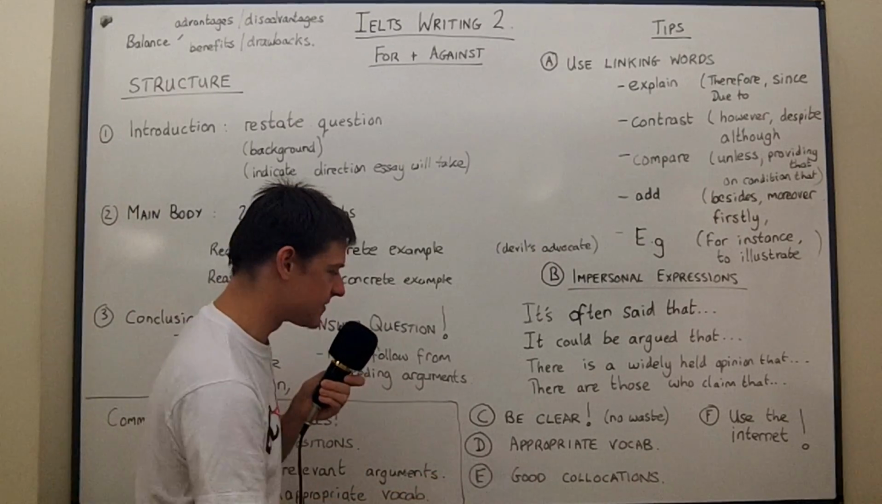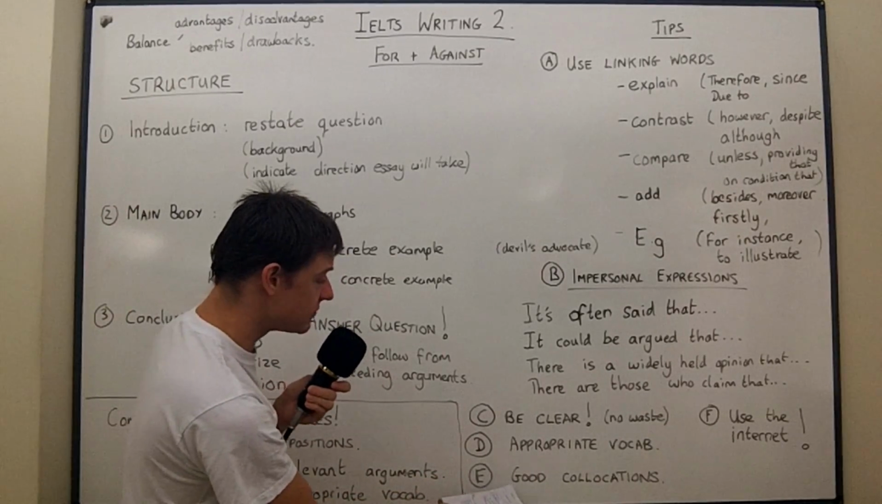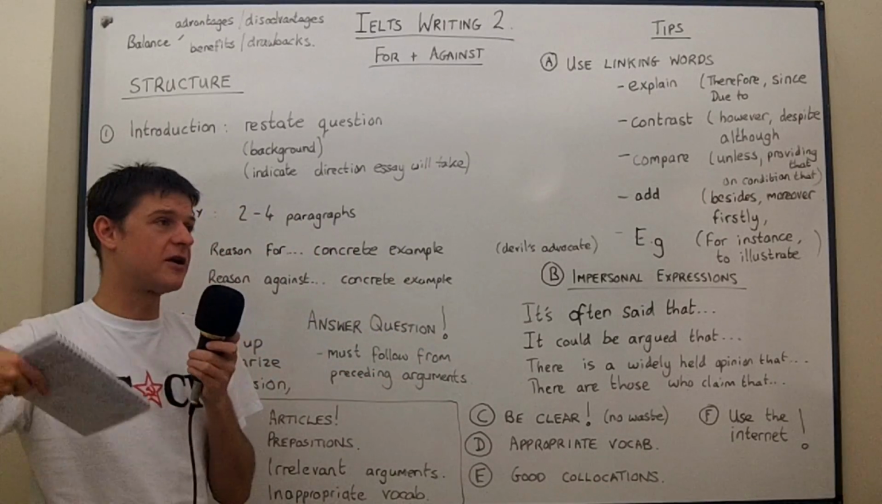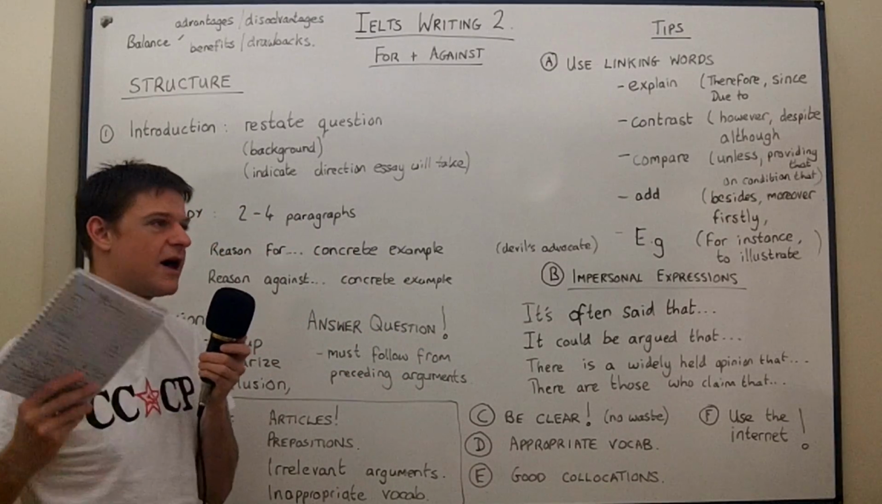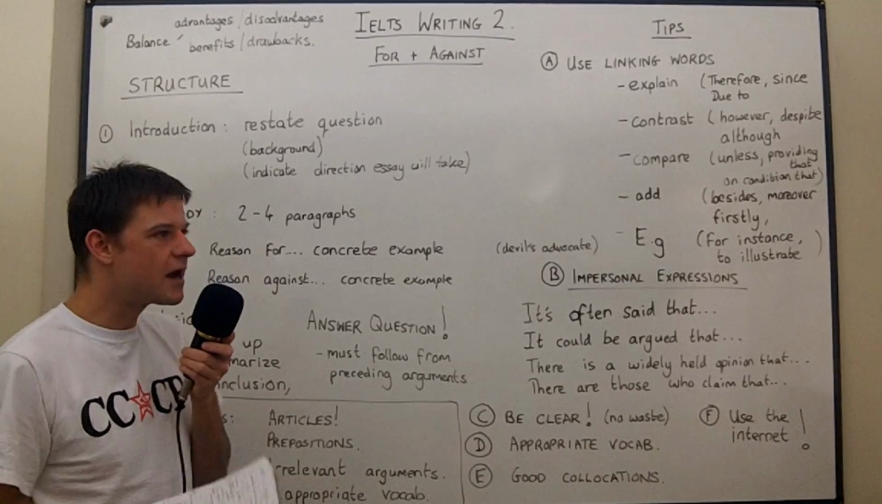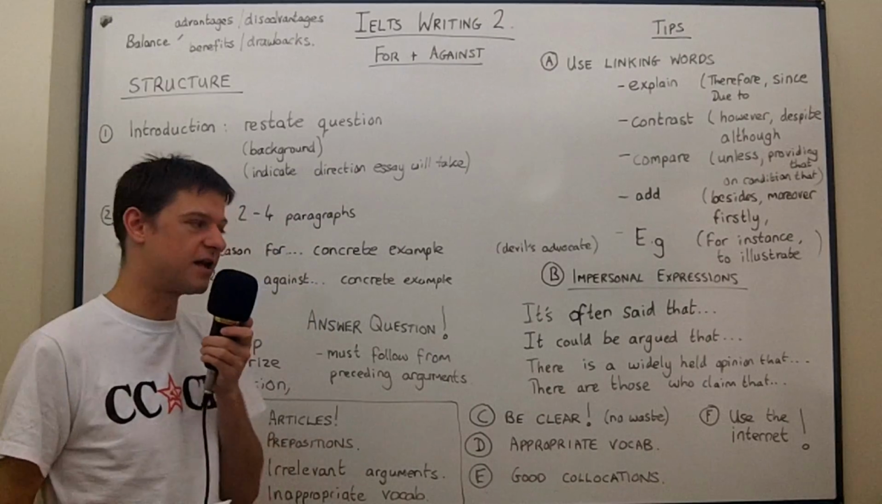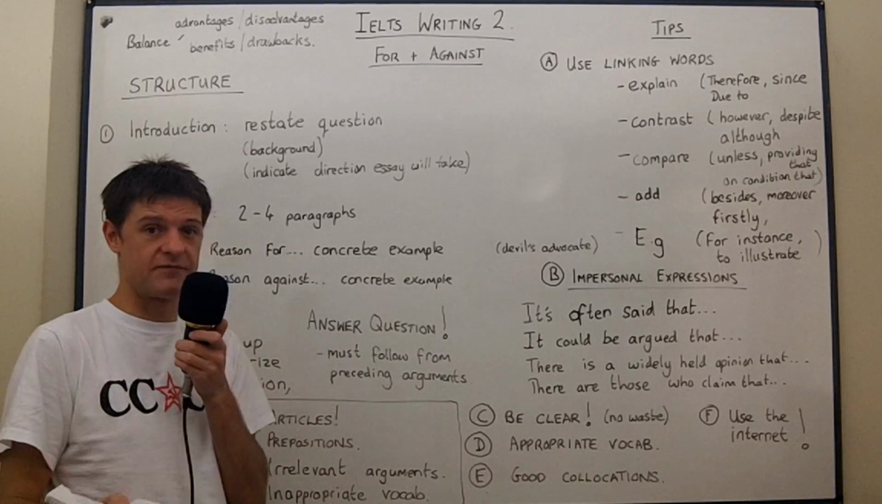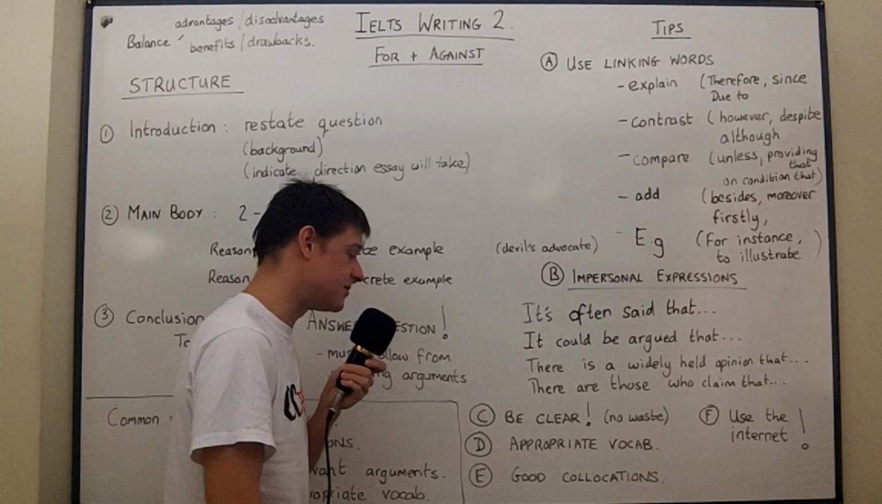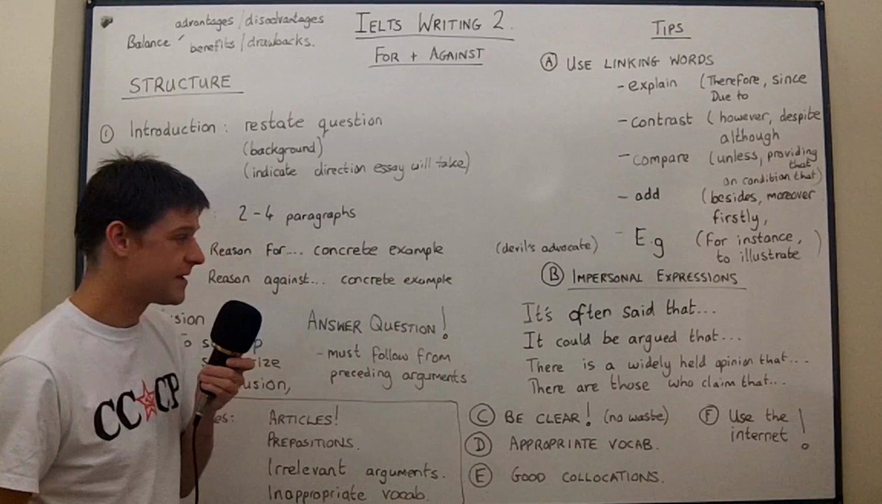So use appropriate vocab. Also use good collocations, things like I strongly object to, I highly recommend, it's highly probable. All of these are nice adverb collocations, and again I've got a lot of videos on adverb collocations, so please study those and use them in the writing.